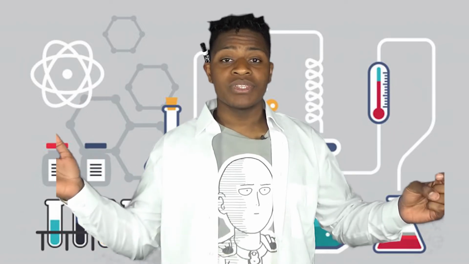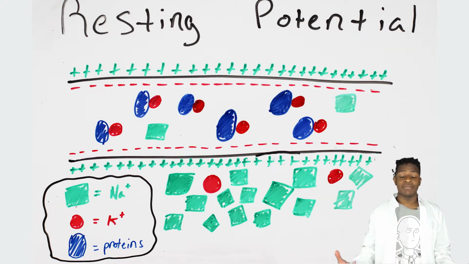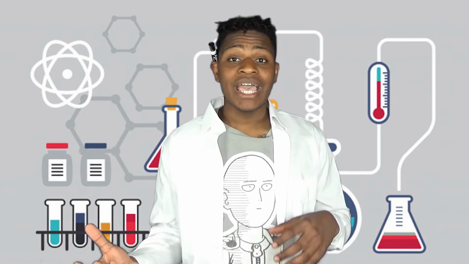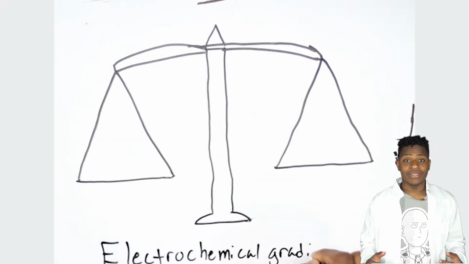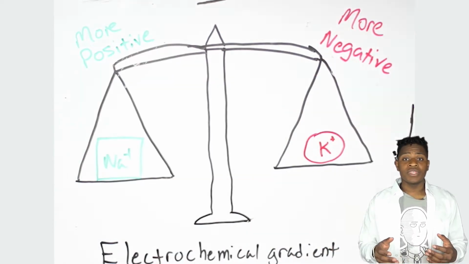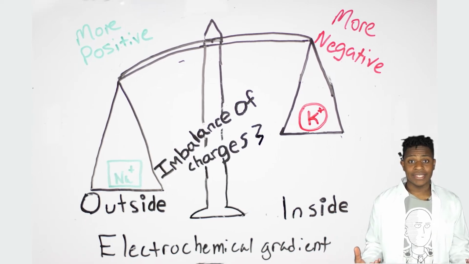And this membrane potential is created by sodium ions on the outside of the cell and potassium ions on the inside of the cell. There are more positive sodium ions outside of the cell than positive potassium ions inside of the cell, which creates an electrochemical gradient, which is a really fancy word for the imbalance of charges between the outside of the cell and the inside of the cell.